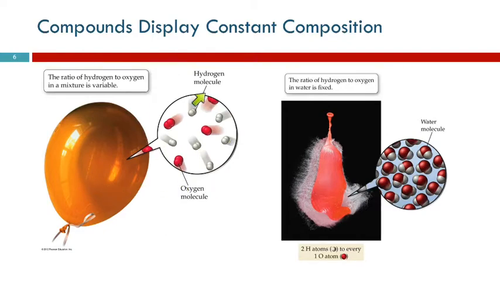We look at the particles in this gas and we see two different kinds of particles. We have hydrogen molecules and we have oxygen molecules. The particles are not all the same. That's one of the keys, the clues that this is a mixture.